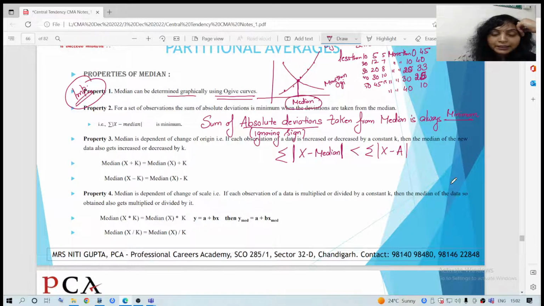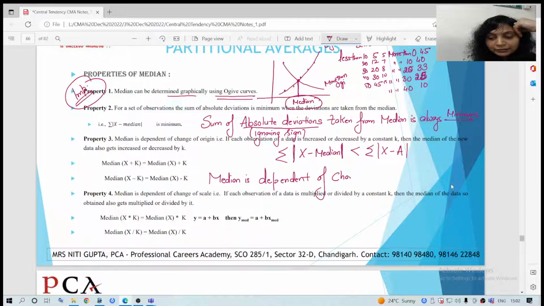Now the third property. The third property says median is dependent on change of origin and dependent on change of scale.